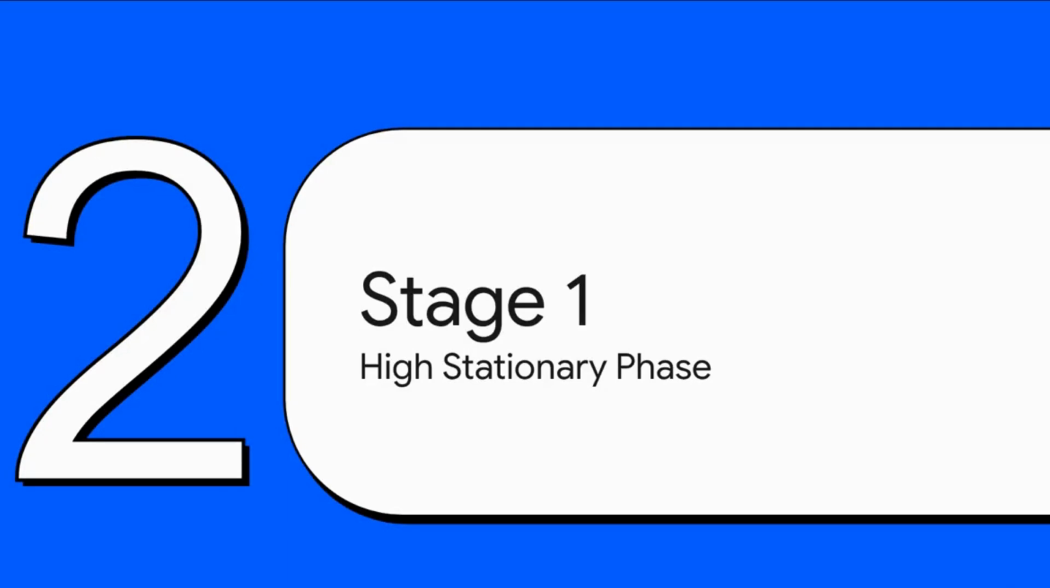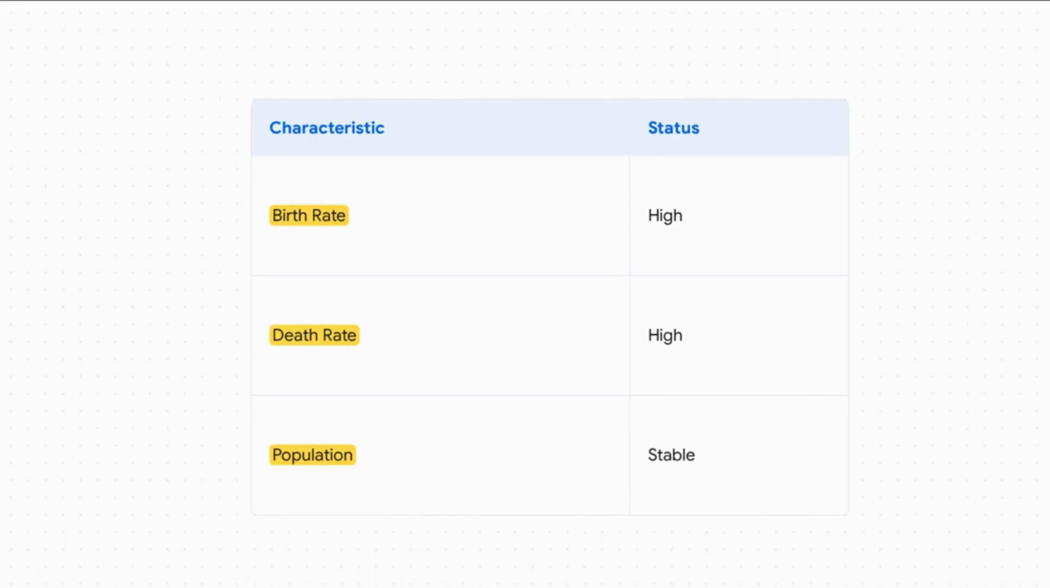Okay, our journey starts way back in stage 1, what we call the high stationary phase. I want you to picture a pre-modern society, farming, villages, long before any of the big advancements we take for granted today. The big idea here is balance, but it's a brutal kind of balance. You've got a super high birth rate, but you've also got a super high death rate. We're talking maybe 40 to 50 per thousand for both. So what happens? They basically cancel each other out. The population just kind of sits there, totally stable or maybe growing just a tiny, tiny bit.